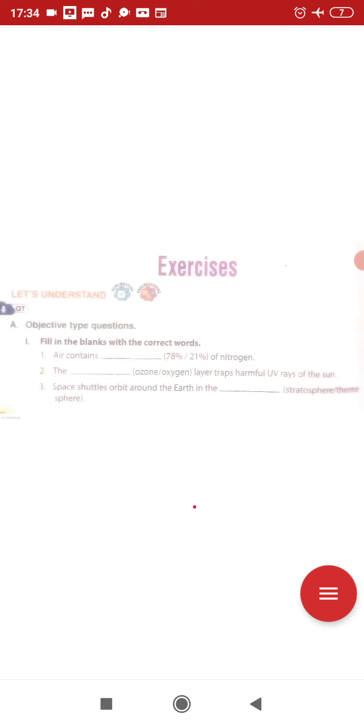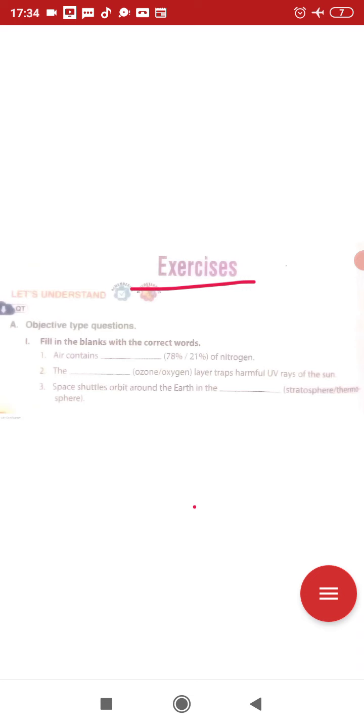Now let's study science. You know that we are on chapter 10. We have already completed the discussion on the textual portion from this chapter. Today we are going to solve two objective type questions, fill in the blanks and true and false type questions. These are objective type questions.